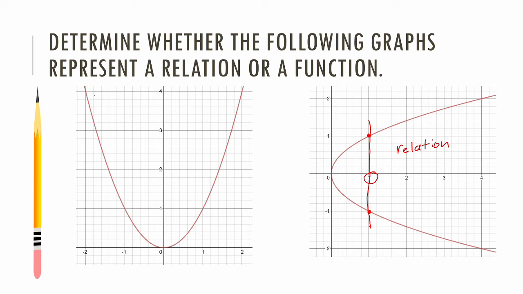Now looking at the one on the right, this looks like it's going to be the same as the line. If I were to draw a vertical line, I see here that the x of 1 only has one output. And all the way along this graph, I see that there's only one output for each input. So this is a function.